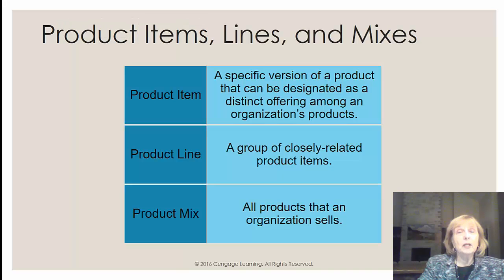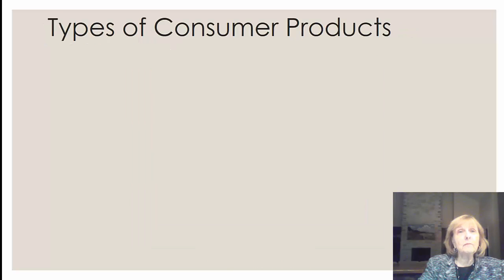So a product can be a product item, one single item, it can be a product line, or it can be a mix of things, a product mix. So really, as we talked about in class the other day, it's about how we're going to brand it, group it, and position it in the minds of those in our target market or markets.